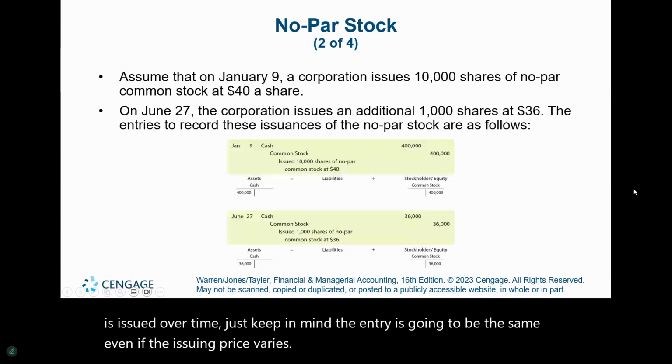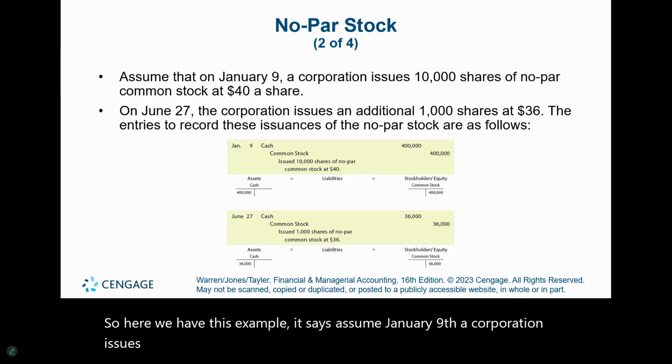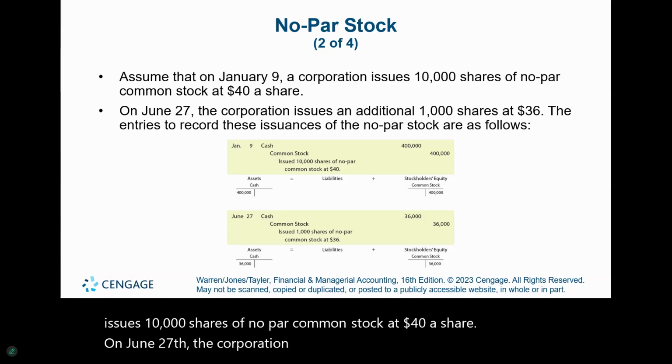So here we have this example. It says, assume January 9th, a corporation issues 10,000 shares of no par common stock at $40 a share. On June 27th, the corporation issues an additional 1,000 shares at 36. These are the journal entries.